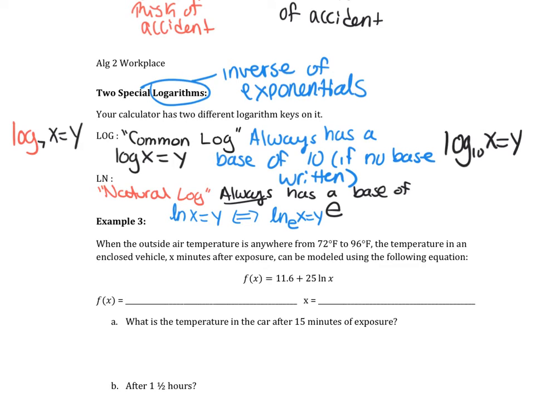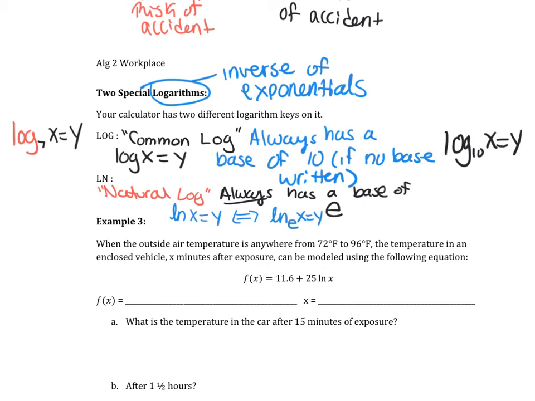Example 3: when the outside air temperature is anywhere from 72 degrees Fahrenheit to 96 degrees Fahrenheit, the temperature in an enclosed vehicle, x minutes after exposure, can be modeled using the following equation. F of x equals 11.6 plus 25 natural log of x.